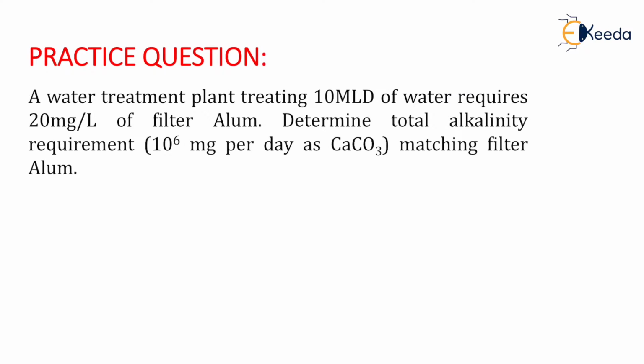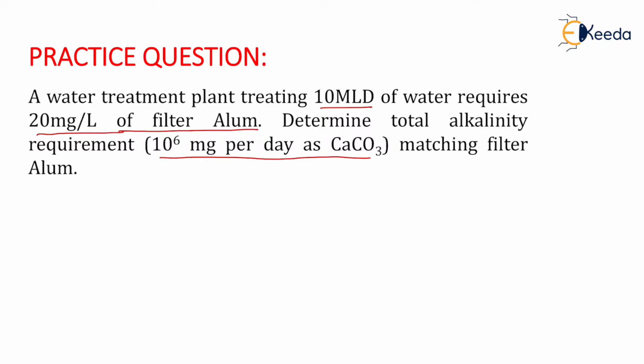The question is given as: a water treatment plant treating 10 MLD of water. It means that the discharge is given as 10 MLD. It requires 20 milligram per liter of filter alum. It means that the alum dose is given as 20 milligram per liter. Now determine the total alkalinity requirement in 10 to the power 6 milligram per day as CaCO3 matching filter alum.